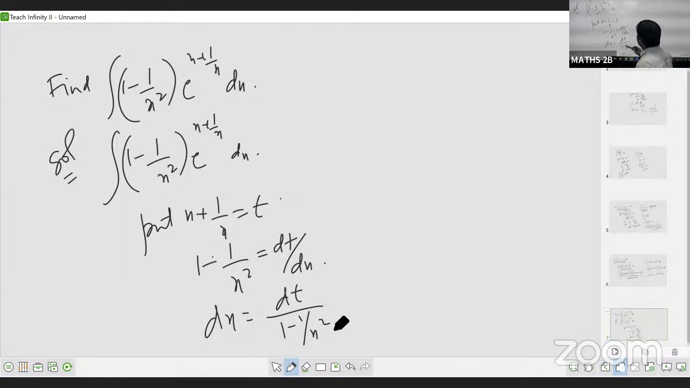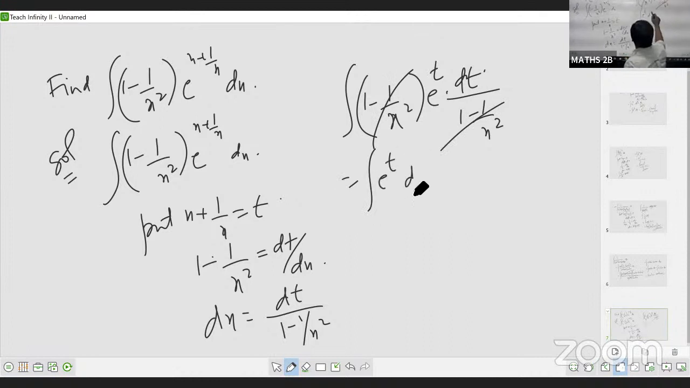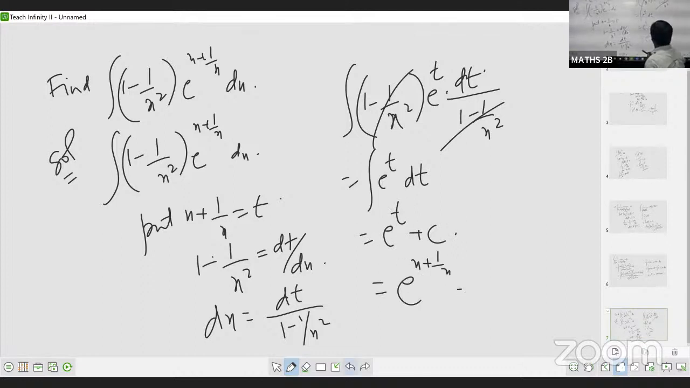Now replace everything. Integration of 1 minus 1 by x square, e to the power t, and now dt by 1 minus 1 by x square. Now these two get cancelled. Integration of e power t dt is e power t plus c, that is e power x plus 1 by x plus c, since t we considered as x plus 1 by x. Is it clear?